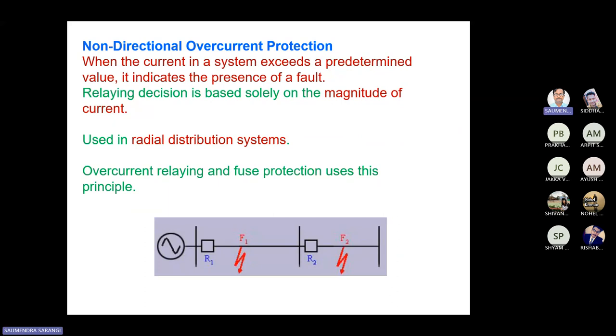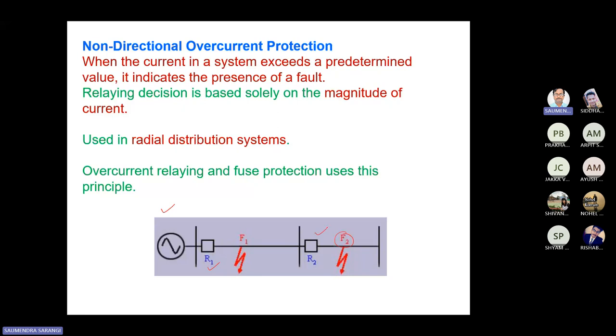using a time and current relationship. So now you are talking about a system. This is called a radial system. Radial system means what? At one end we are having the source, and the relays we are having are R1 and R2. So whenever a fault occurs here, like F1, the relay that should operate is R2.